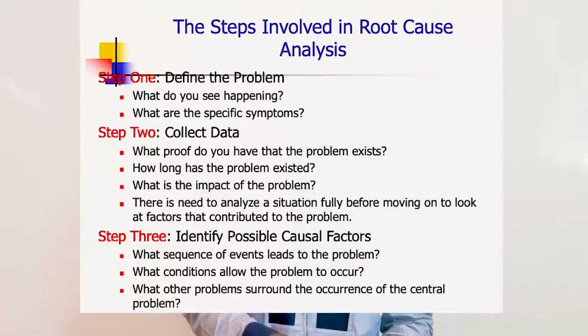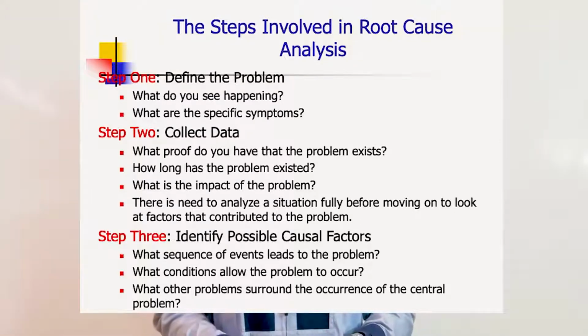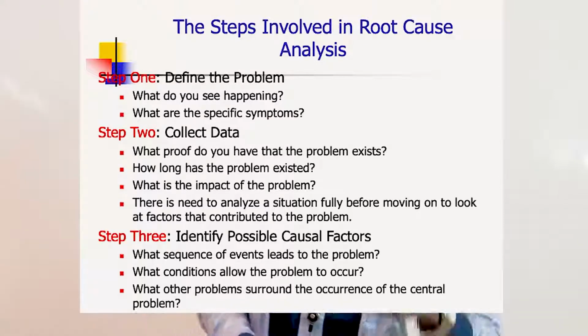That takes us to the final step in root cause analysis, and that is step 3, identifying the possible causal factors. What sequence of events leads to the problem or led to the problem? This one failed, and then it resulted in this one happening, and the other one happened before it finally failed. We want to be sure. What is the sequence? For instance, a roller stopped. That is the first thing that you saw happening under step 1. Now, what led to the roller stopping?